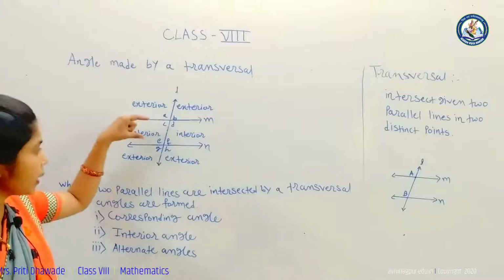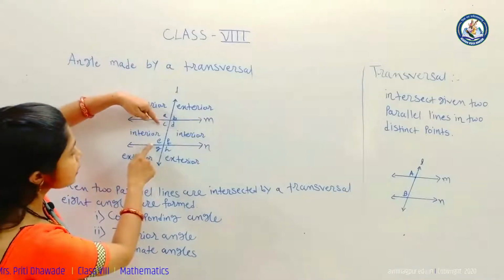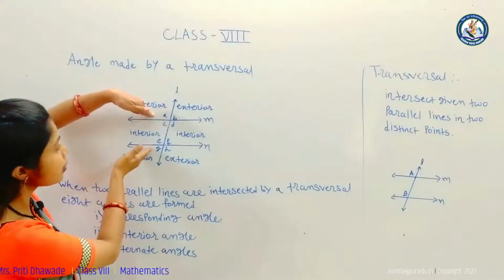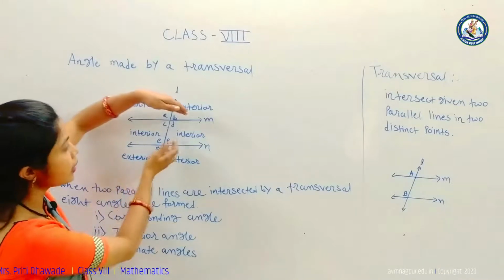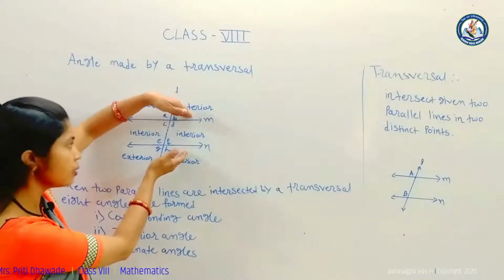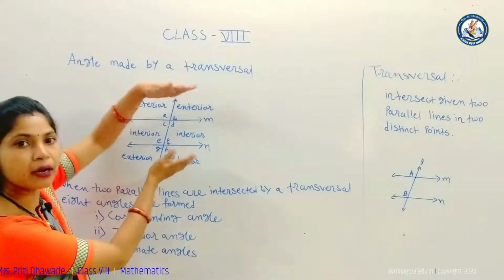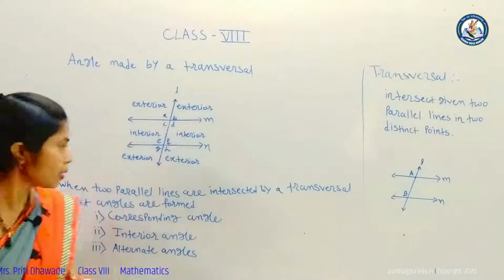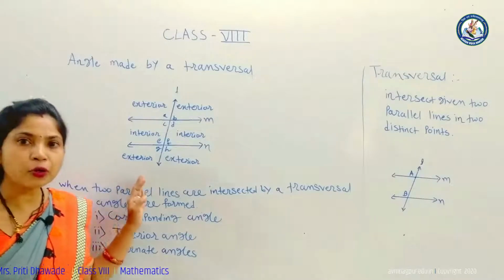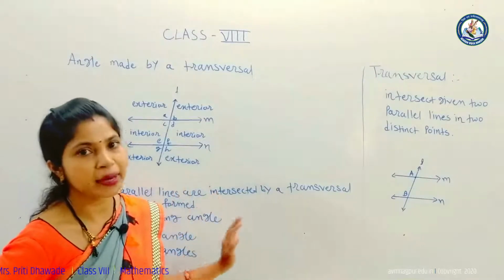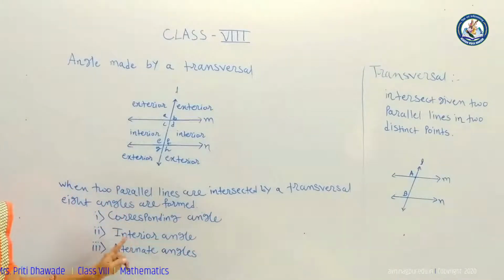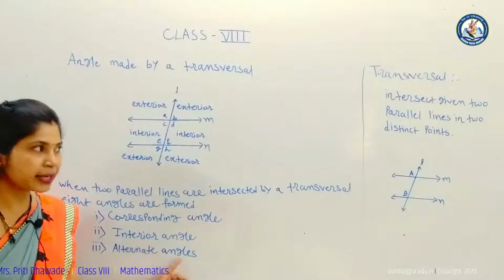Now from the diagram again, angles C and E are present between these two lines, so this is the interior portion. And angles D and F are again present between the two lines M and N. So these two angles are in the interior portion. So from this it is clear that the intersection of two parallel lines and the transversal makes a total of 8 angles. They are corresponding angles, interior angles and alternate angles.